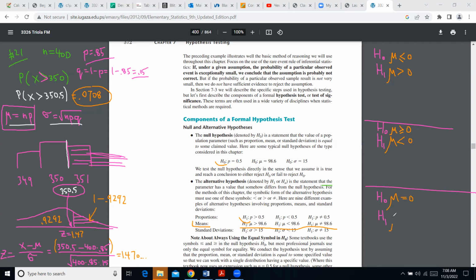Or finally, for the third case, if it's equal, the opposite will be not equal. And it turns out that not equal means that it's either less than or greater. So the mean could be either on the left side from 0, or the mean could be on the greater side from 0.